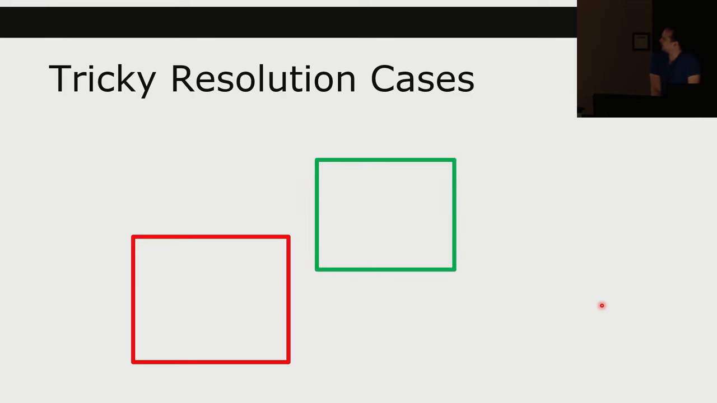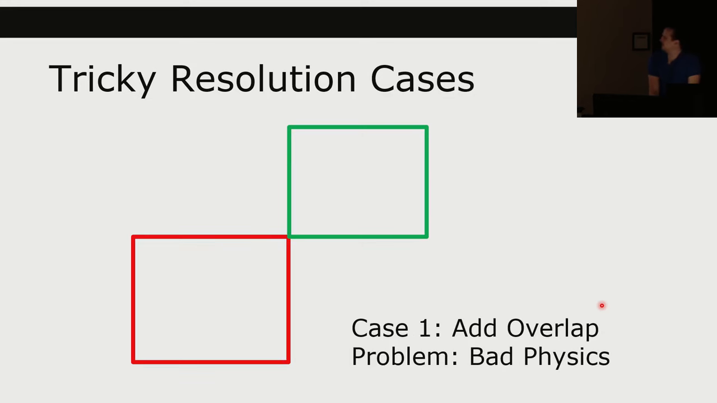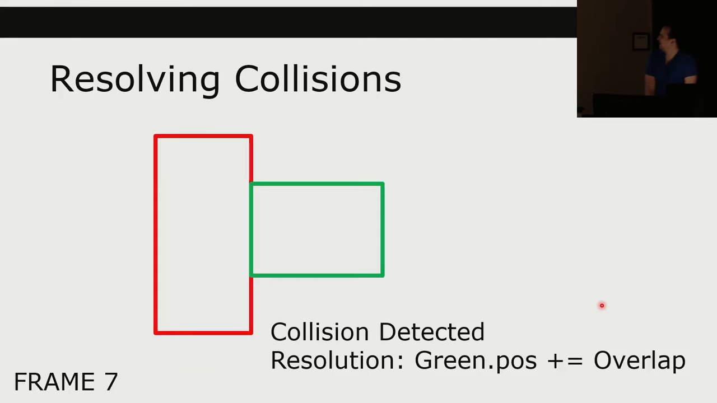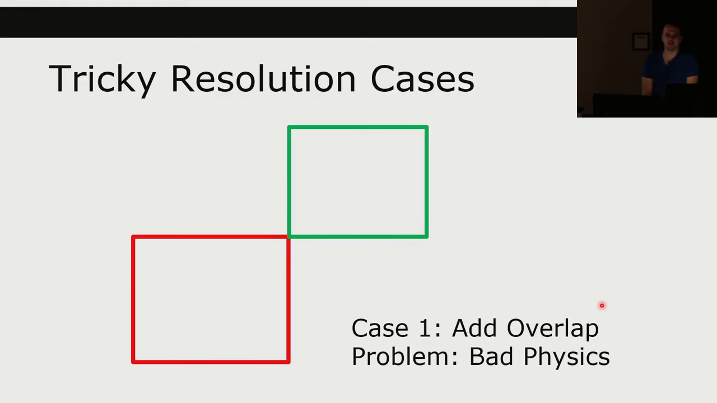What if we had something like this? What do we do now? In this case where we're overlapping at the corner. Well, maybe if I just added the overlap, then I would get this. Moving to the left, and then I'd see that. And that looks very computery, right? Like that doesn't look like something that would happen in real life. That looks like bad physics.